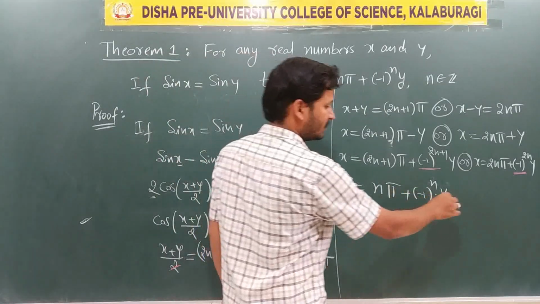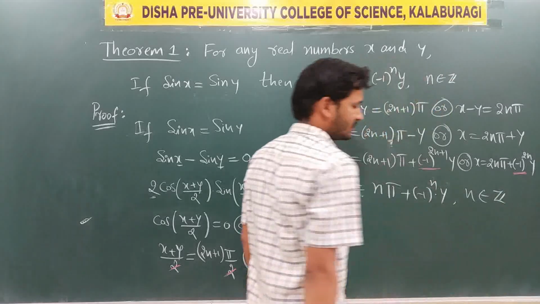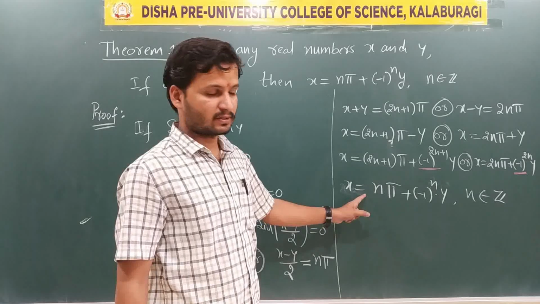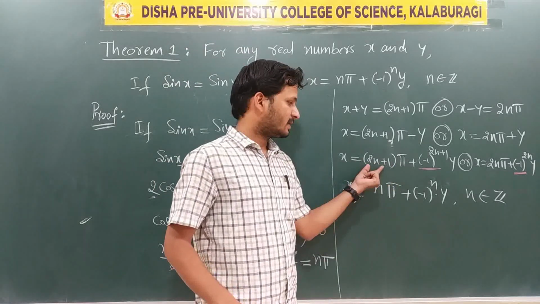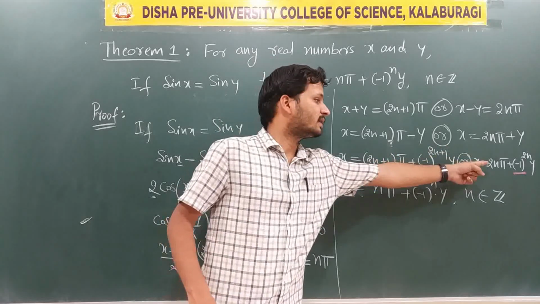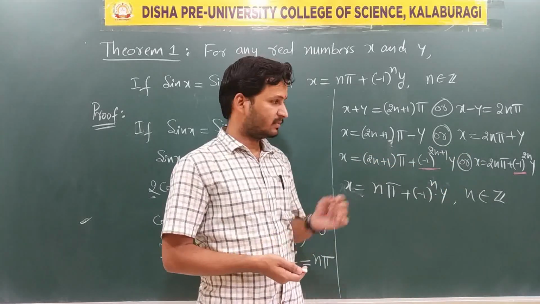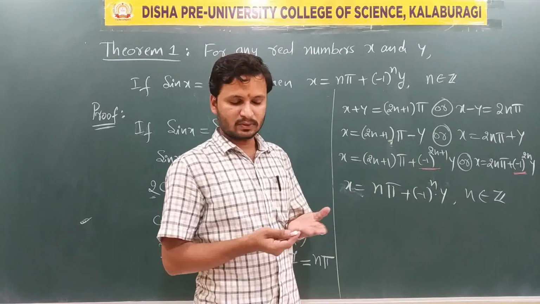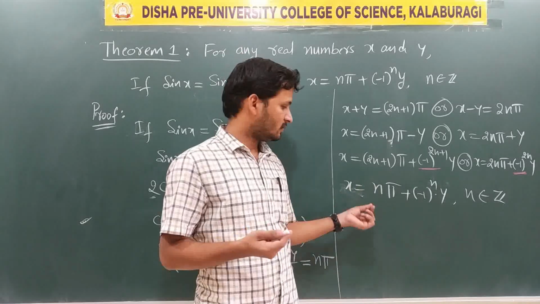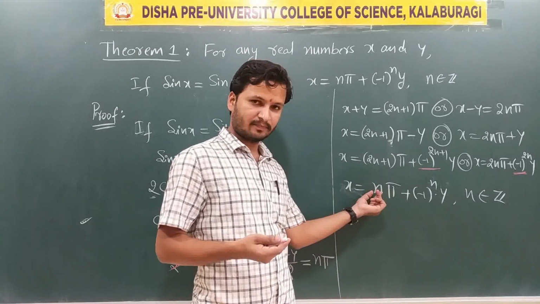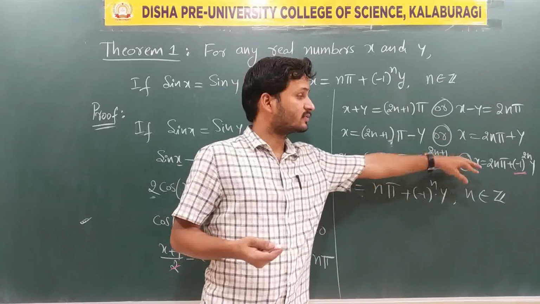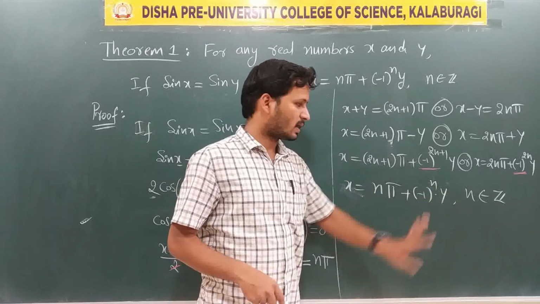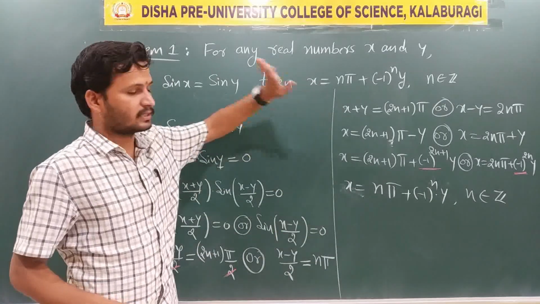Here n is a set of integers. So this point is very important. This is because pi is multiplied with odd numbers and with even numbers. So x takes both values, odd multiples of pi as well as even multiples of pi, and those values are integers. So in general that is n into pi, where n is an integer. Similarly, minus 1 to the power odd and minus 1 to the power even combined gives minus 1 to the power n. So this is our required result.